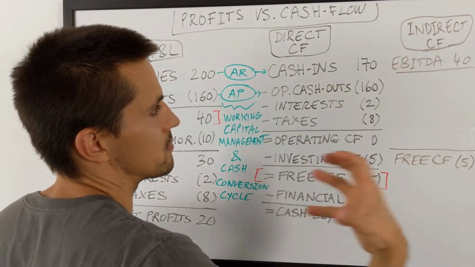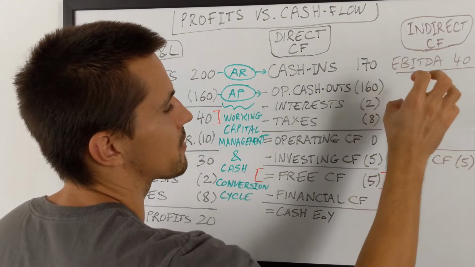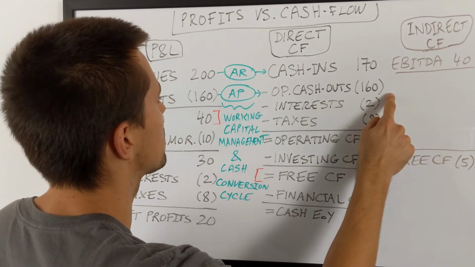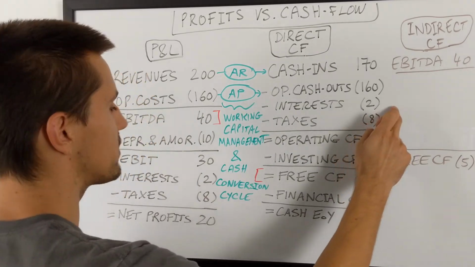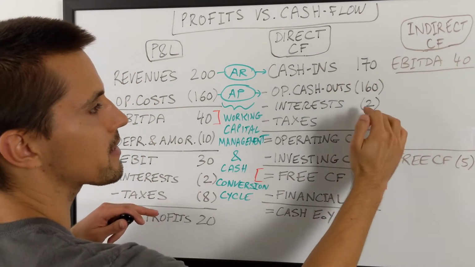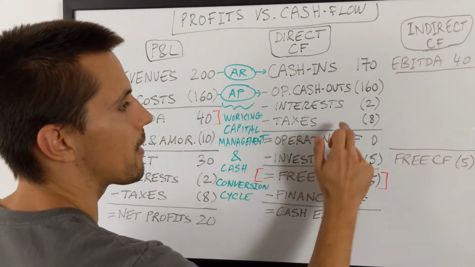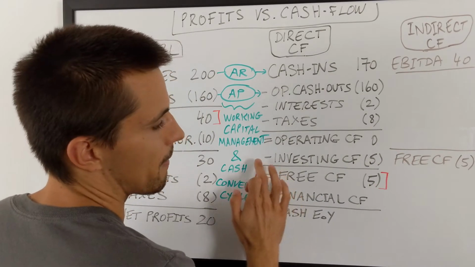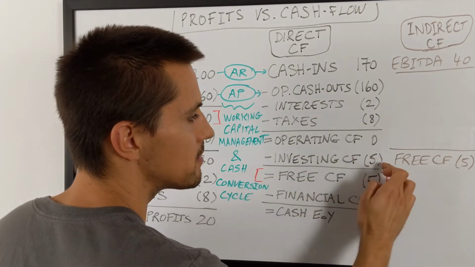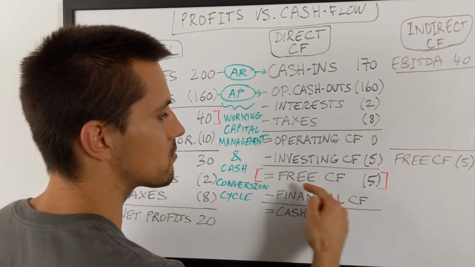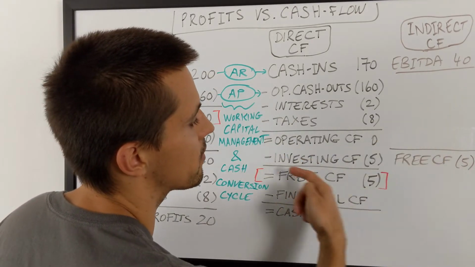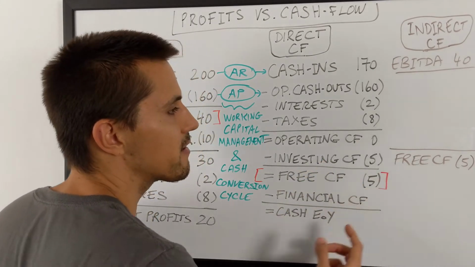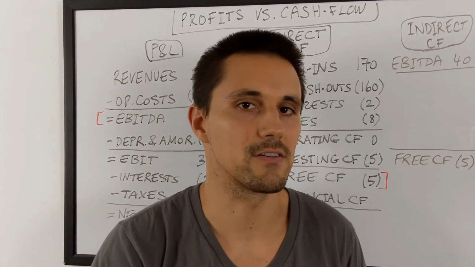I have cash ins, so receipts that I have received on my bank account of 170, minus my operating cash outs, which are the same. Then I have interests, which are inside the operating cash flow here, minus 2, minus taxes 8. All this leads to an operating cash flow of 0, minus what I have invested and paid this year, minus 5, which leads to a free cash flow, which is the operating cash flow minus the investing cash flow, and this cash generation is minus 5, which means I have burned 5 of cash this year.